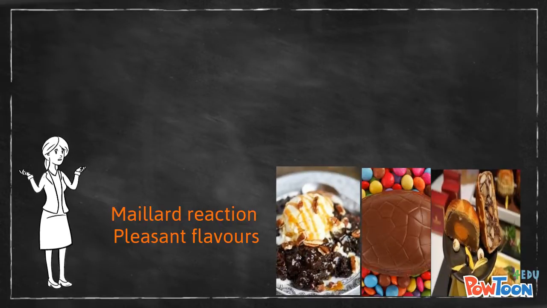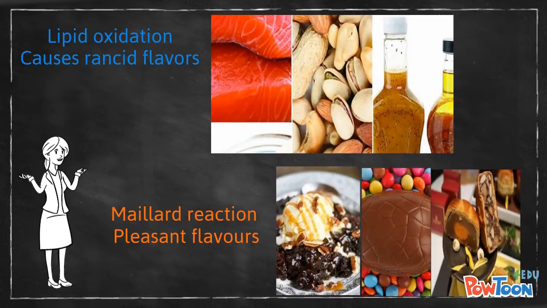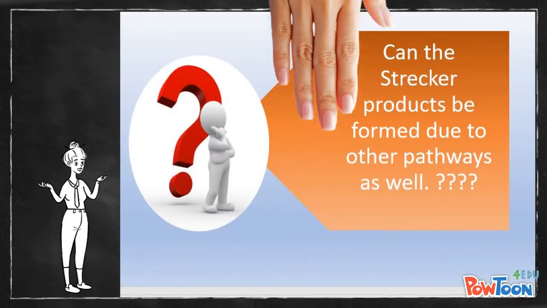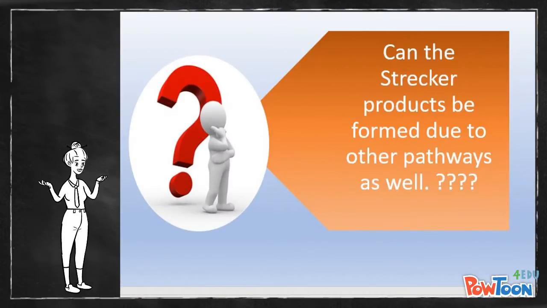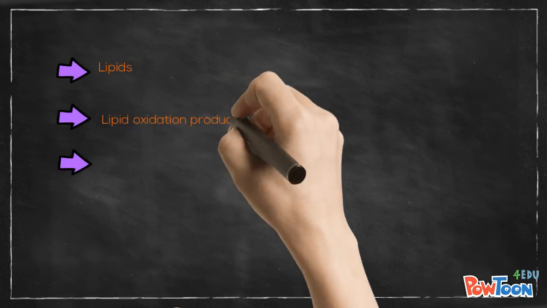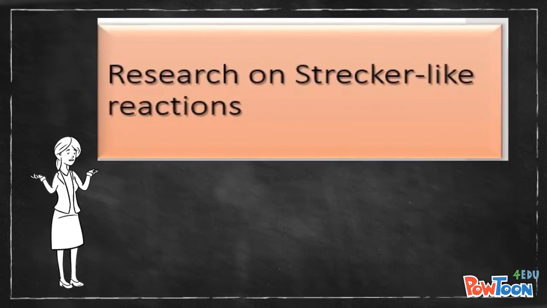How about lipid oxidation? Lipid oxidation is responsible for the rancid flavors during storage. The question is, can the Strecker products be formed through other pathways as well? Today, Strecker and Strecker-like reactions encompass a much wider range of food components, including lipids, lipid oxidation products, and polyphenolics as well as terpenoids. A study was conducted in 2004 to clarify if there is any contribution from lipid oxidation products to Strecker degradation of amino acids.